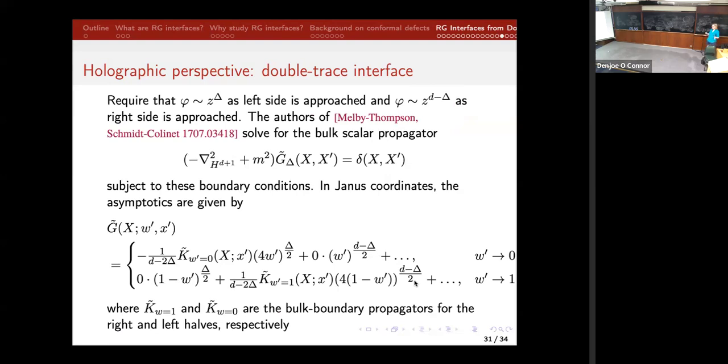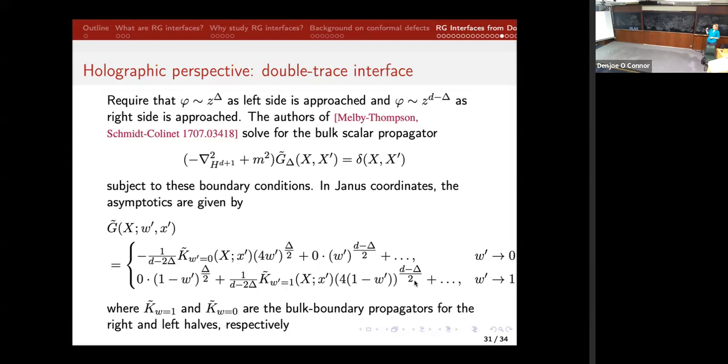Requiring that these different boundary conditions are obeyed for different sides basically amounts to solving for the bulk scalar propagator in HT+1 with some mass m, subject to the boundary conditions. So I also wrote the asymptotics for this bulk correlation function, which is given the name G tilde. So the asymptotics as W approaches 0 or 1.